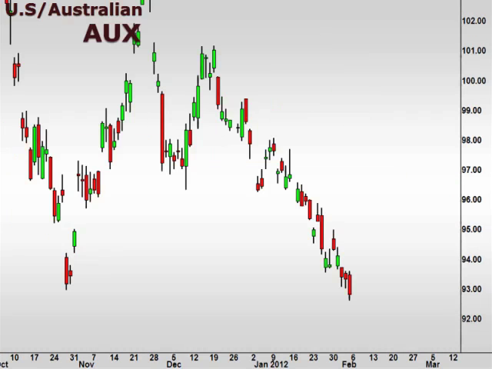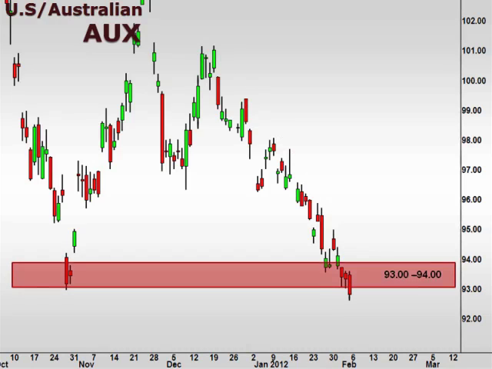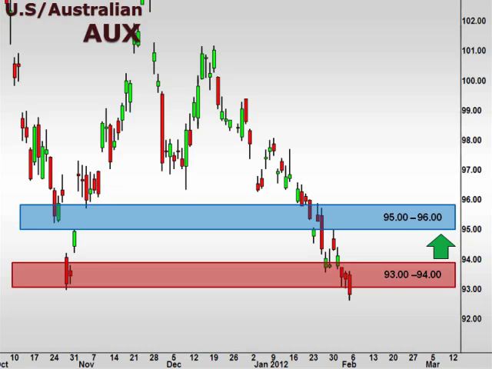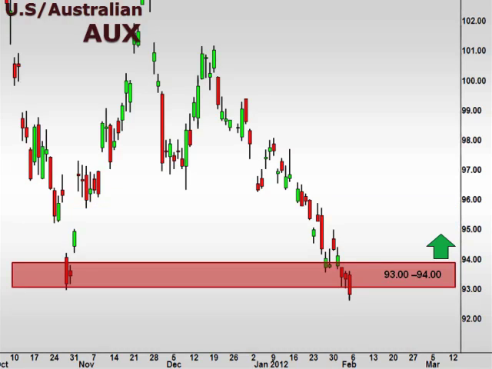Let's take a look at the AUX, the US versus the Australian dollar. Well, the AUX continues to trend lower. 93.94 should hold as support this week. However, the path of least resistance is to the downside. A break above 94 is likely to yield the retracement higher towards this 95-96 focal zone.